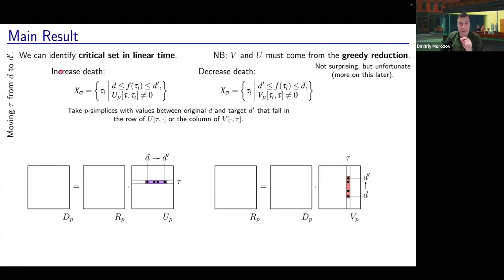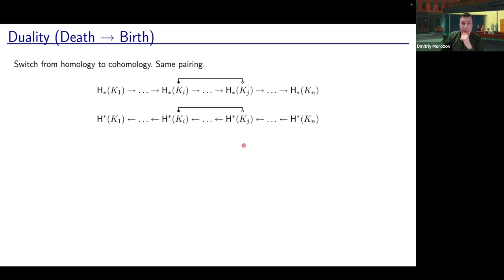So this result is about depth. If I want to increase or decrease depth, the result is about depth. So if I want to move a point vertically, I need to also be able to move the point horizontally. But thankfully, there is a very simple trick. And the very simple trick is that we can switch from homology to cohomology. So we're working on field coefficients. If we switch from homology to cohomology, we'll get exactly the same persistence pairing. So if a class is born at Ki in homology and dies at Kj, then the class is going to be born as we leave Kj in cohomology, and it will die at Ki.